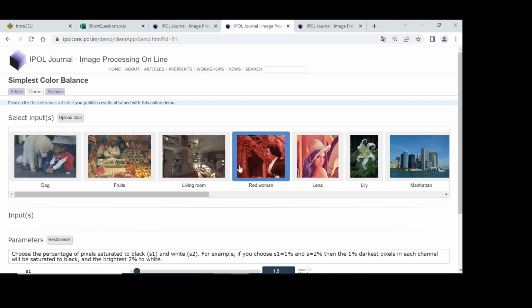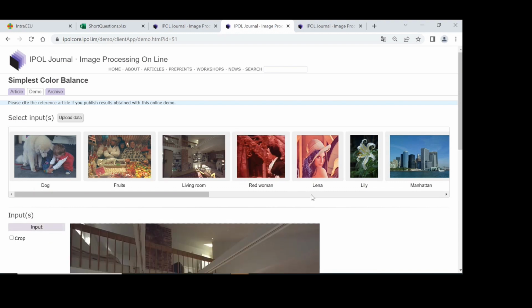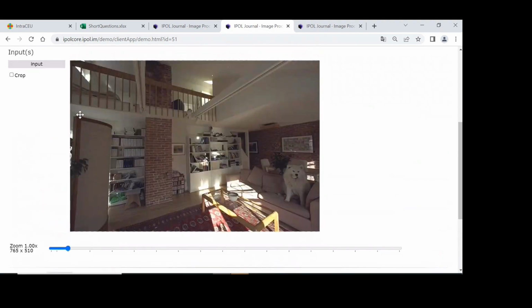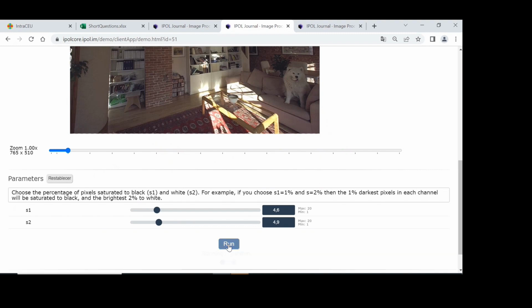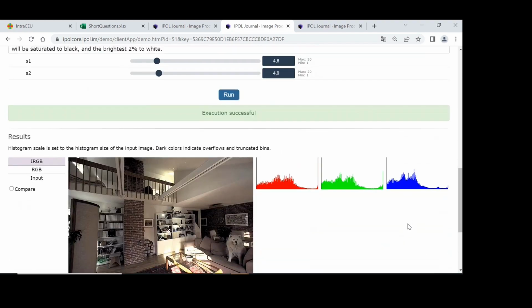So let's say that we take this image. This image is interesting because it has some dark areas and some bright areas, and then we can try to apply our method. If you want to know what this S1, S2 mean, you would have to go into the paper to see how they define it. Okay, so choose the percentage of pixels to black and white that you want to saturate. So we want to saturate 4.6% of the pixels, 4.9% of the pixels. So running. Now it is running the C code.